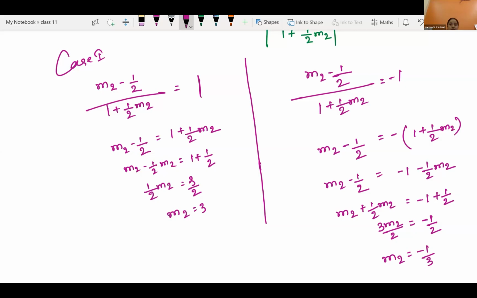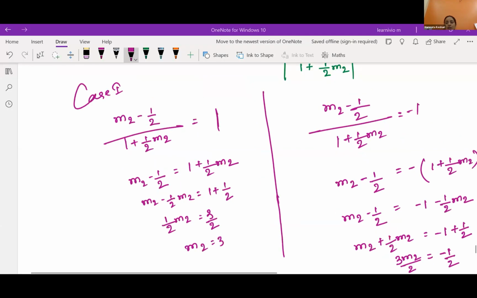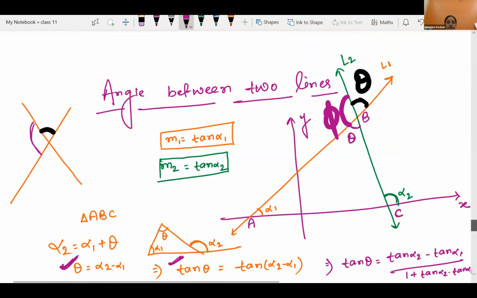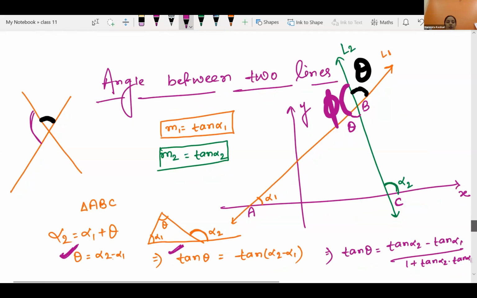Yes, sir. Is it clear? Yes, sir. Neha, Manvi, Mariam? Yes, ma'am. See the solution from the beginning. Mariam, have you copied this formula? Yes, everyone, not only Mariam. Have you copied the whole thing? Angle between two lines, how we are finding? Yes, miss.